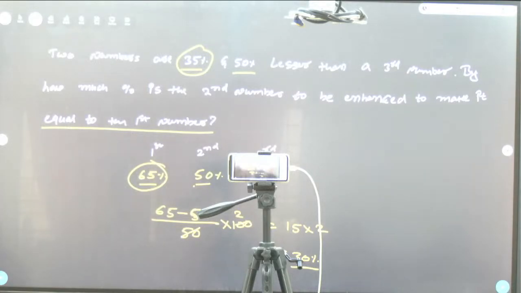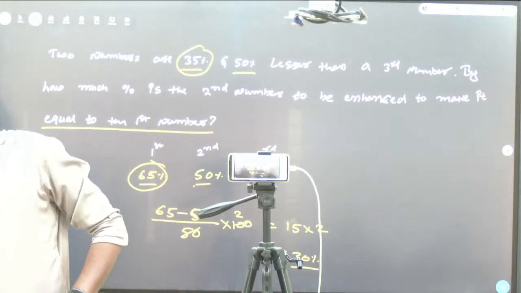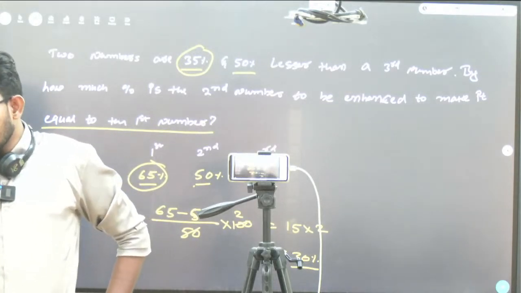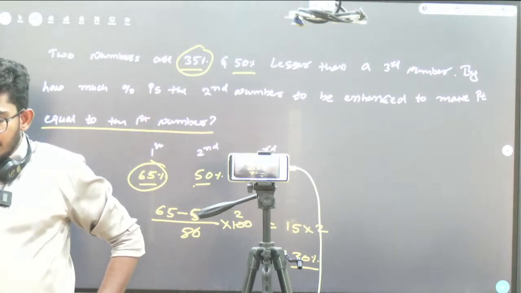Based on the above information, which of the following is true? First option: D is 60% less than B. Next, E is 28% more than A.